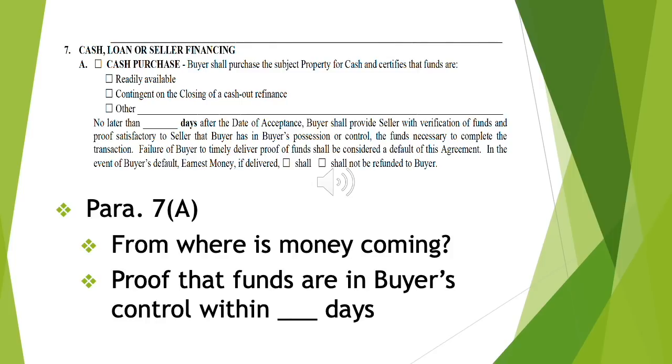It also requires the buyer to produce proof or verification that money is in the buyer's possession and control and readily available within a certain period of time after the days of acceptance. In the event that the buyer doesn't provide that information timely, it also talks about whether or not the earnest money will be refunded to the buyer. This is a deadline default, and we're going to talk about our new treatment of deadline defaults in a few moments.